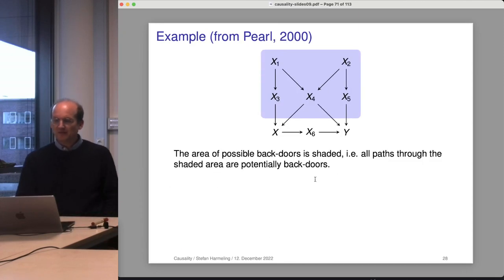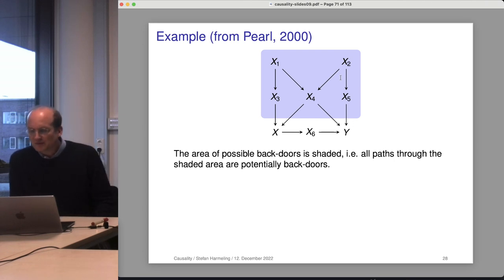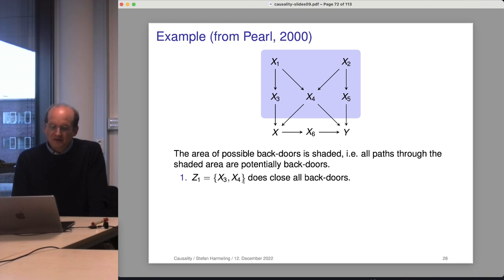Okay, so here's another example where I shaded the area of possible backdoors. I shaded it here in this bluish tone. And I'm interested, again, in the effect from X to Y. And let's see. So the first example is X3 and X4 is closing all backdoors. Okay, X3, so if I go to X1, it's closed. X4 is ensuring that I'm also closing along this triangle and along that triangle here. However, there's another funny path from X1 to X4 to X2 to Y, which is open because I'm observing X4, but it's closed because I have X3, right?